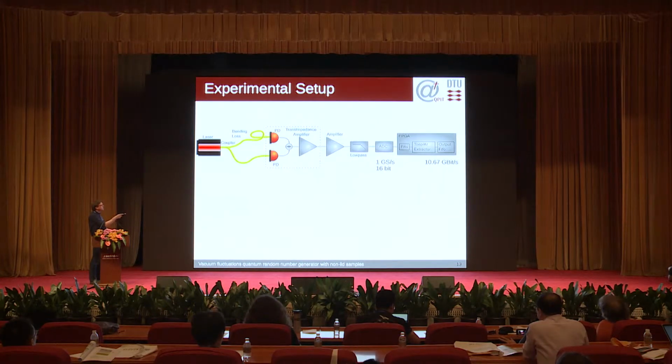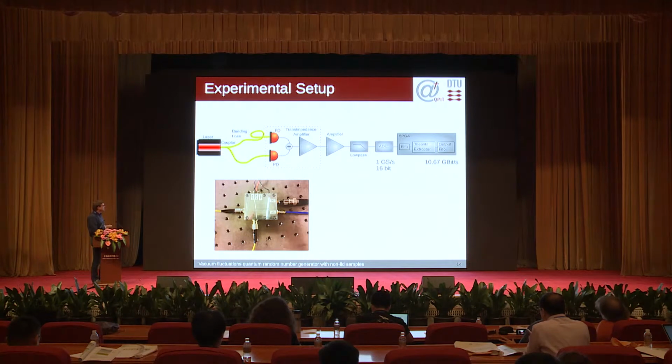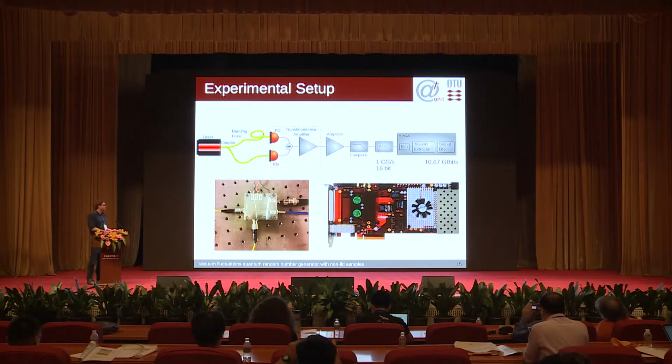And then we need to do randomness extraction, and we use an information-theoretically secure randomness extractor, Toeplitz hashing, which we implement in real time on an FPGA and reach a real-time generation of 10.67 gigabit per second. This is how our detector looks like. This is how our FPGA looks like.